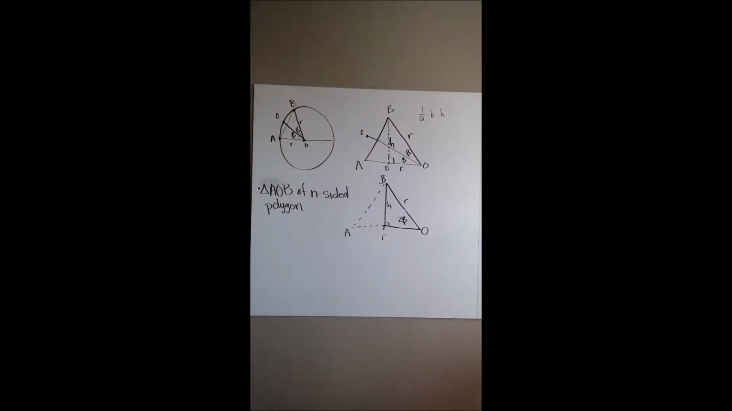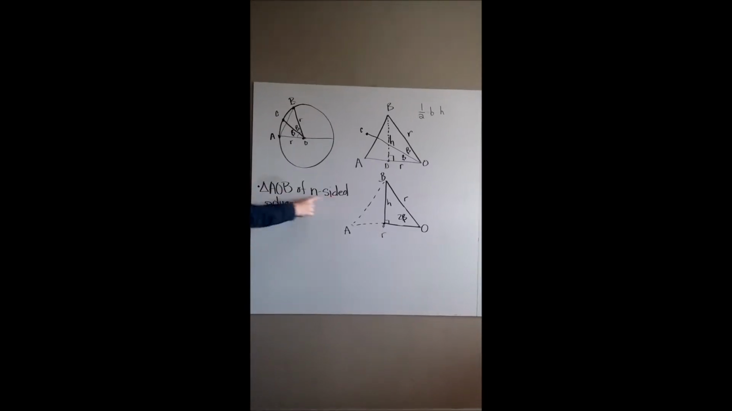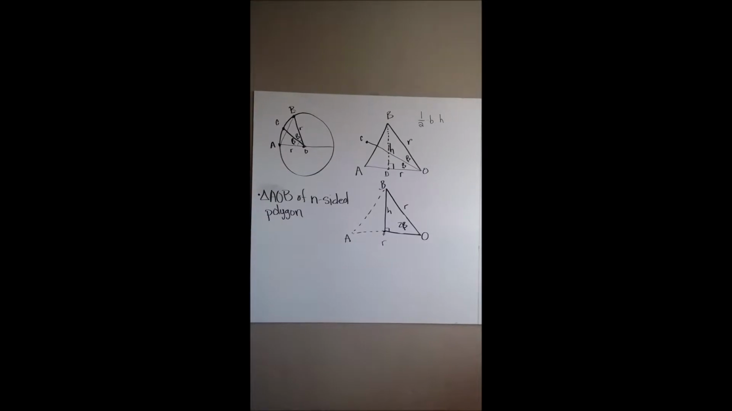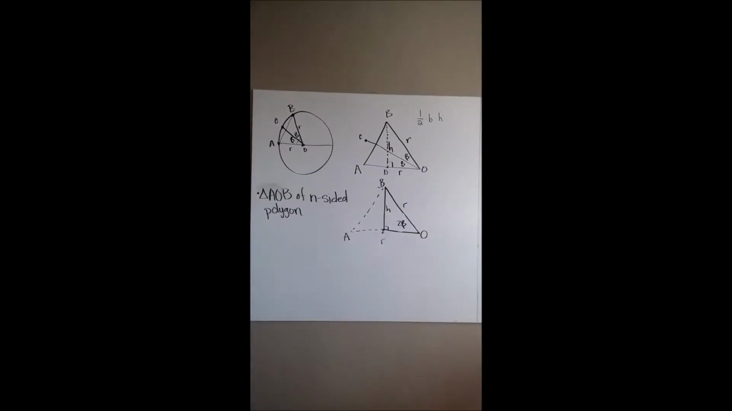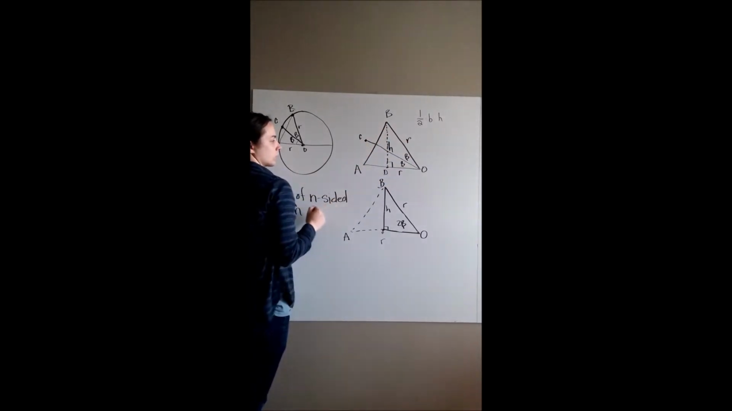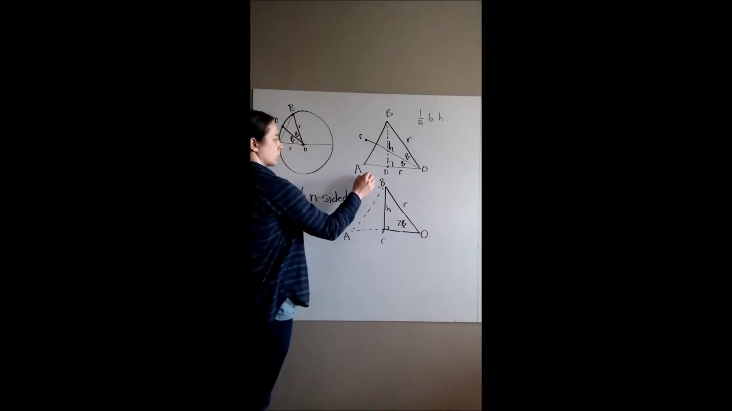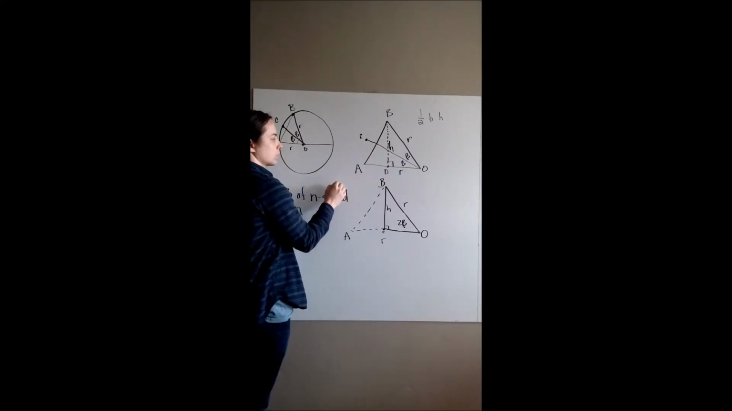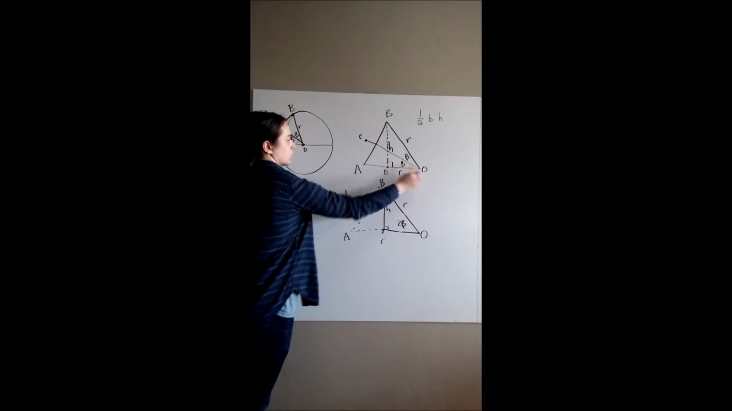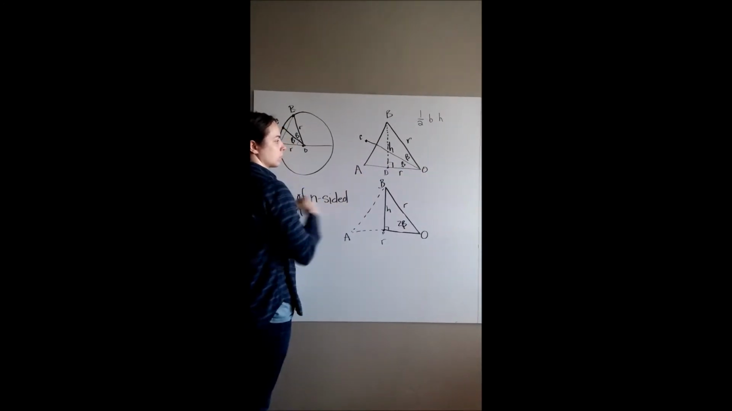So here we have a triangle AOB, which is within a circle, which also represents one side of an n-sided polygon. So I've extracted the triangle AOB from the circle, and we want to focus on the area of this triangle. And we know that the area of a triangle is 1/2 base times height, and we know that the base is equal to the radius. So now we have to find the height.